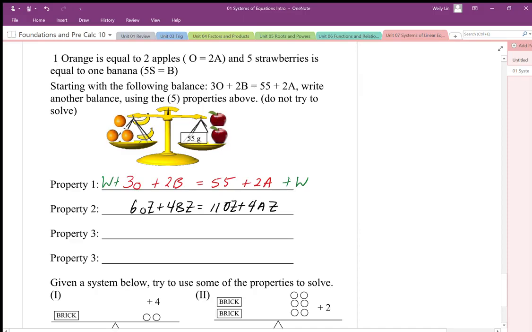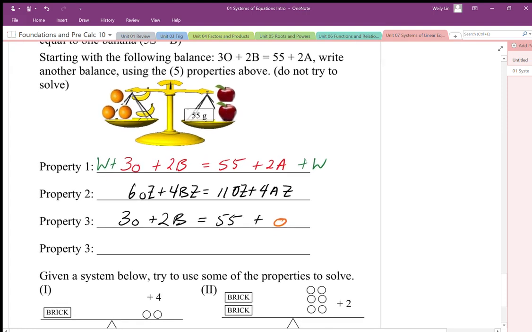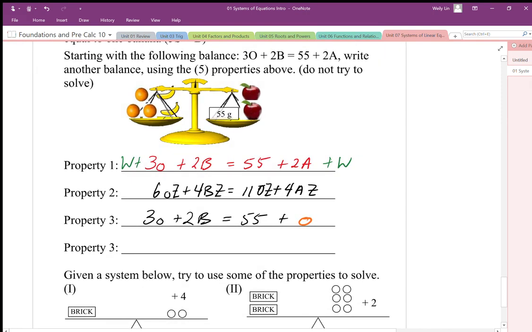So property 3 is equal replacement. So I'm going to have 3 oranges, 2 bananas, balances 55 grams, plus 2 apples. And I think I'm just going to replace the 2 apples on one side with 1 orange. I'm just going to replace that with 1 orange. Okay? And that's an equal replacement. So that should stay balanced.